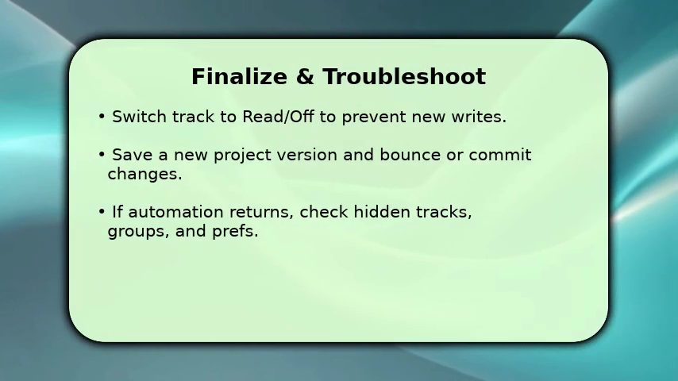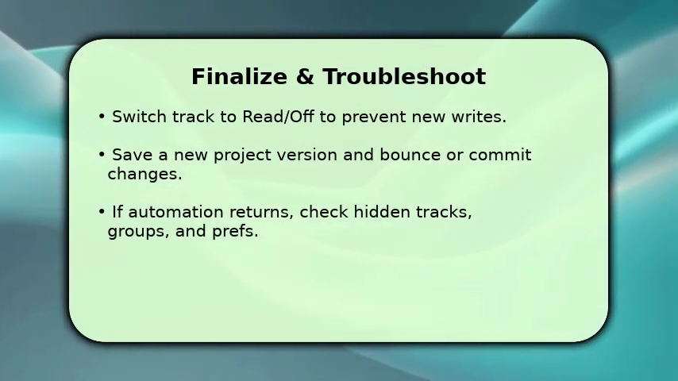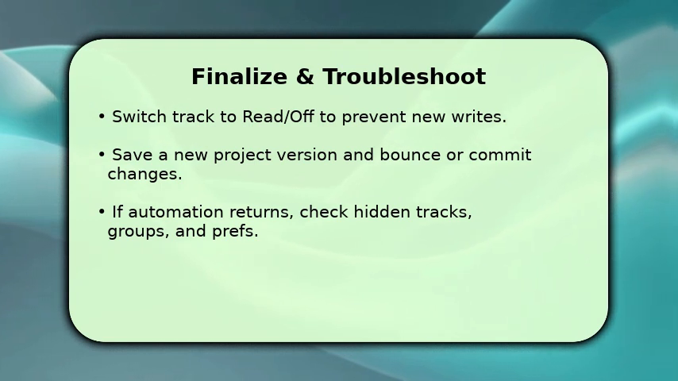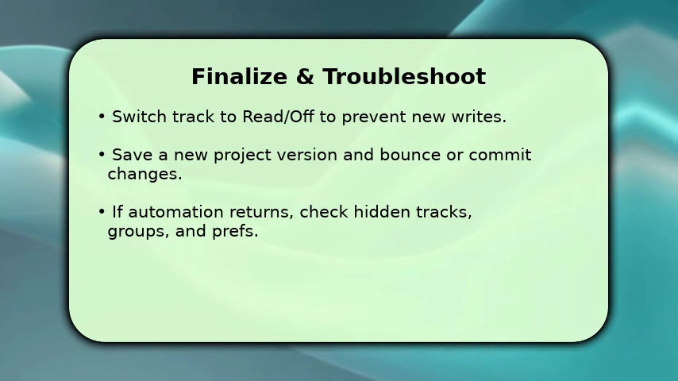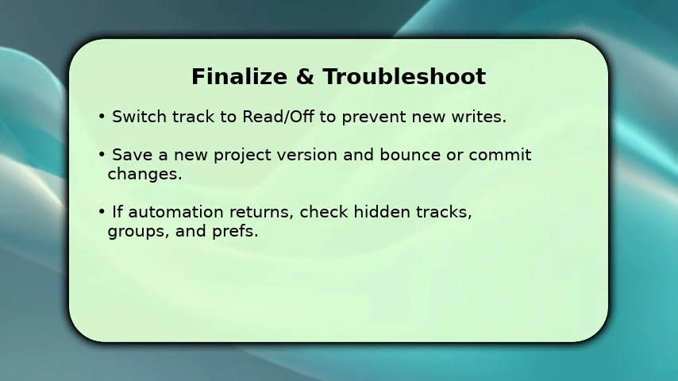Once removal is complete, change the track automation mode to read or off so Logic won't rewrite values during playback or recording. This locks in the absence of automation. Save a new project version and bounce or commit your stems to make the change permanent.